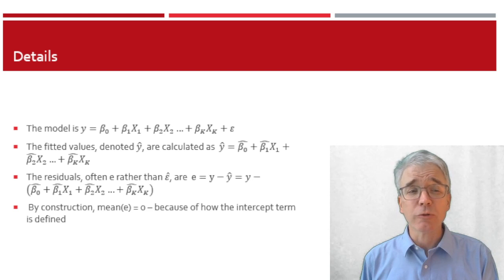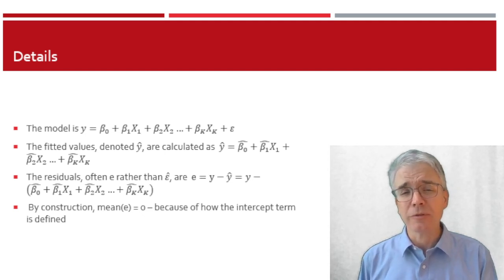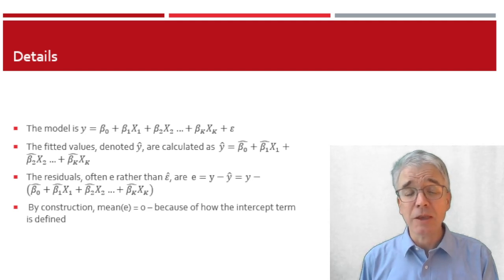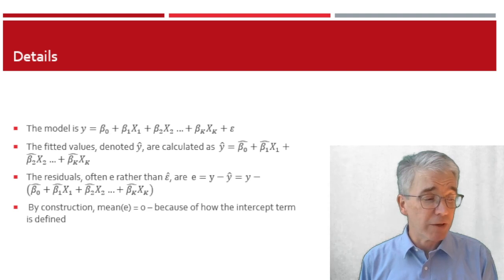The residuals are what's left over. We subtract y minus y hat, which is the same as y minus each estimated coefficient times the true x value. As with the univariate case, the mean of the errors is going to be 0, because that's how the intercept term is defined.